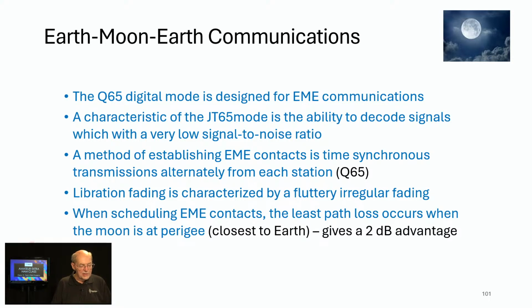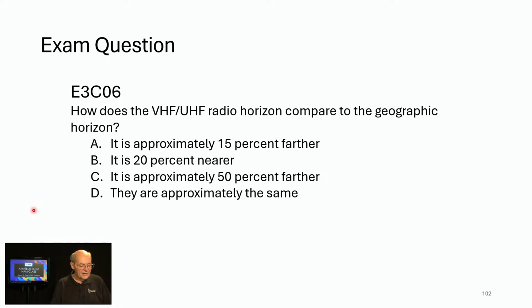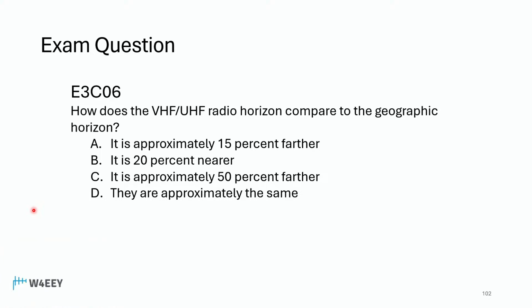And if you're scheduling a contact, you have to be aware that the least path loss occurs when the moon is at perigee, or closest to the Earth. That gives about a 2 dB advantage. So 1, 2, 3, 5 pool questions, all on EME. And speaking of pool questions, we'll go over this part. I said it was a lot of small topics, so we'll go for it.